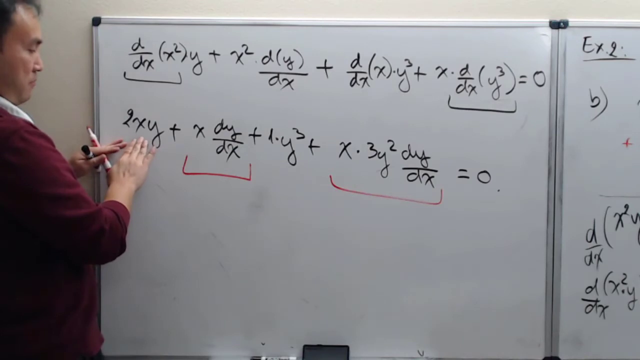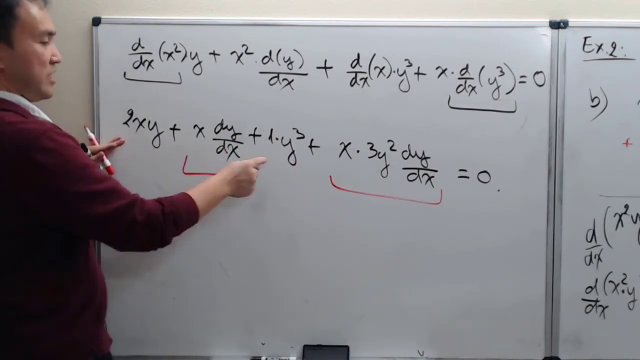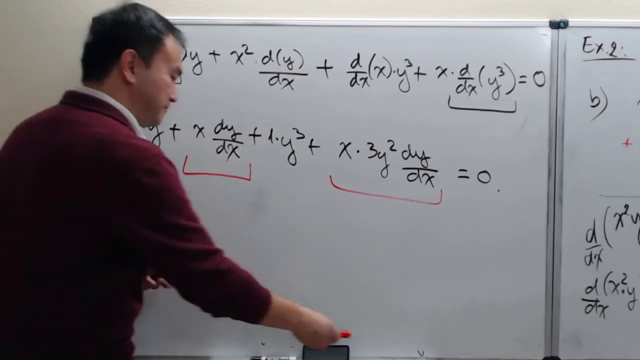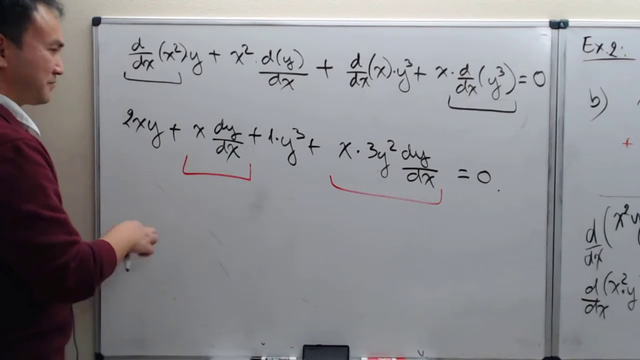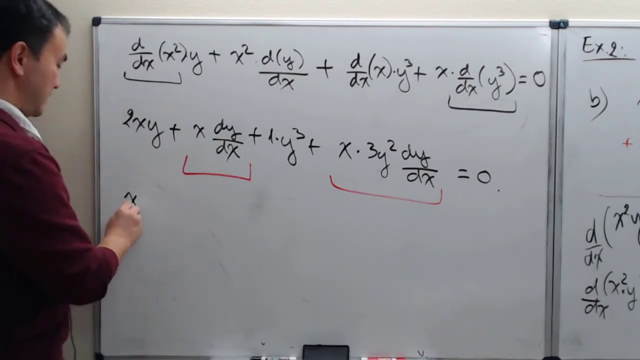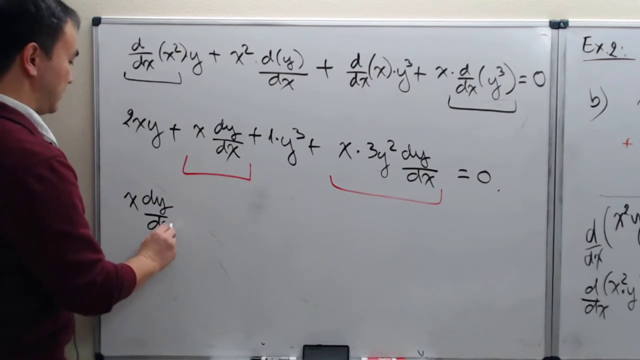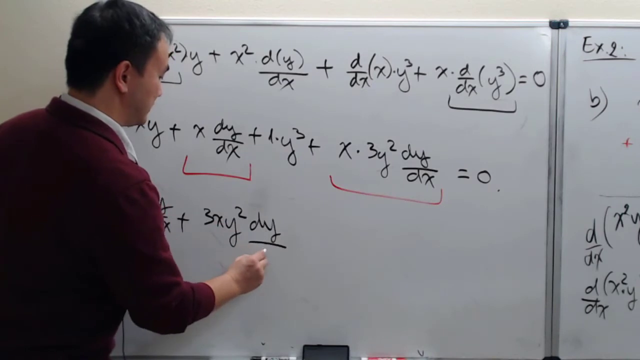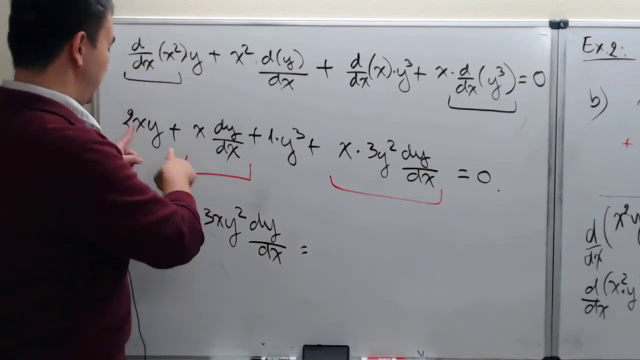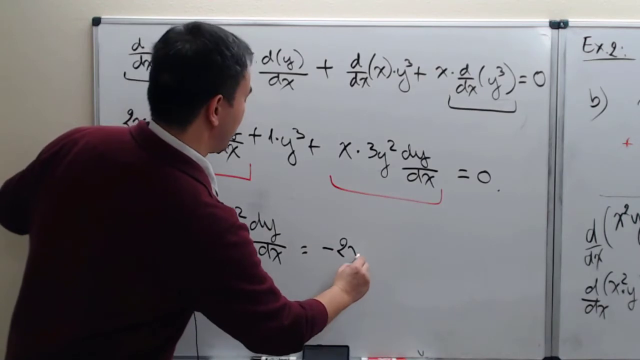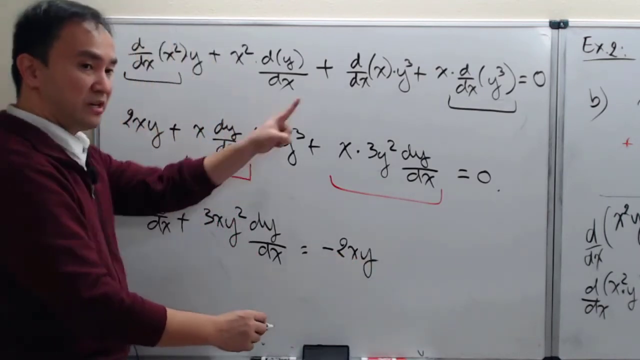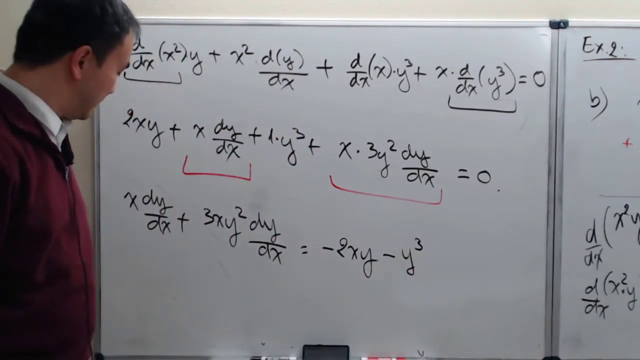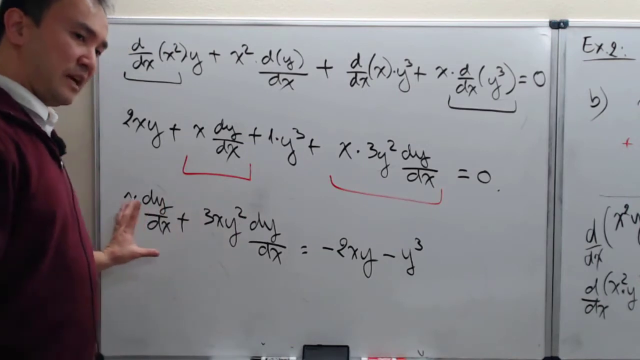So we can go ahead and push all these two terms to the other side, just like how we've done in the earlier examples. So now I am going to have x dy dx, okay, plus 3xy squared dy dx equals minus 2xy, and then subtract that y cubed term to the other side, minus y cubed. So now the two terms remain on my left-hand side right here.